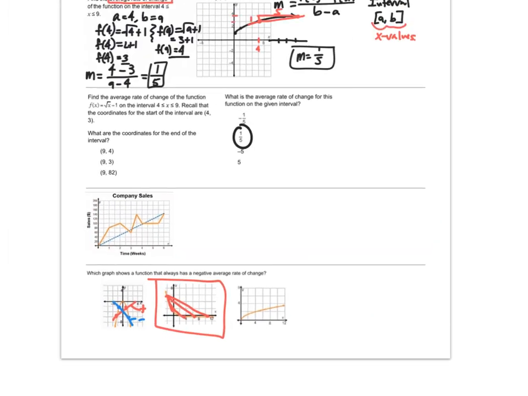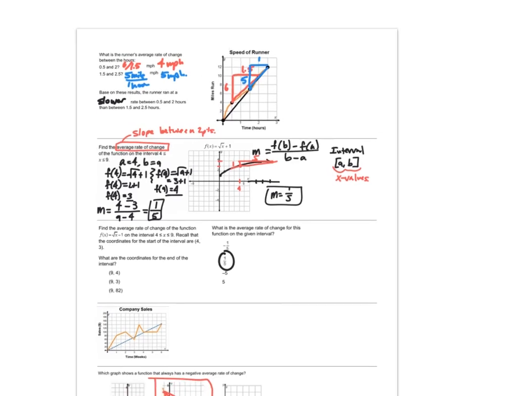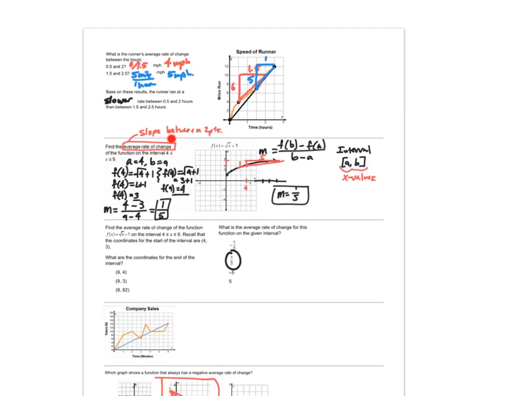You guys have done slope before. We're just giving it a couple new names, calling it rates of change, average rates of change, and we'll explore this for a while.